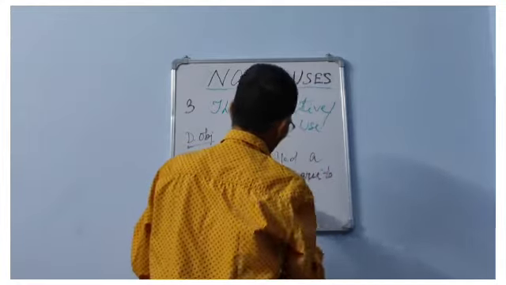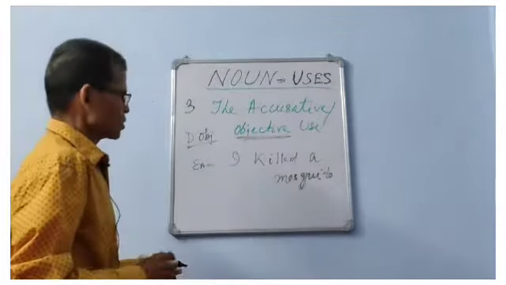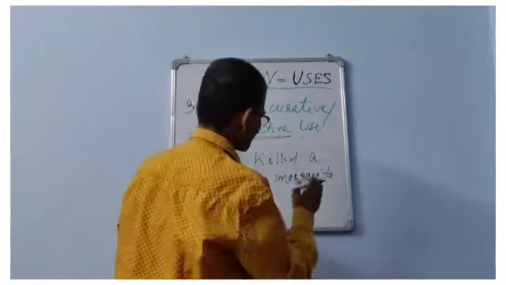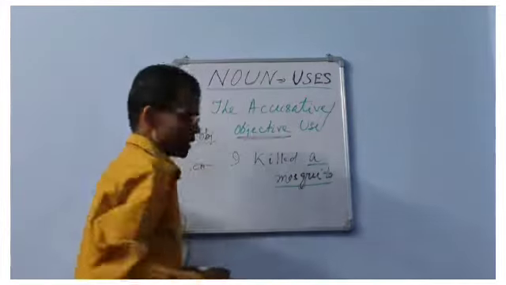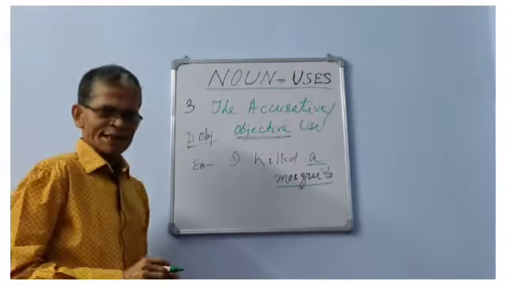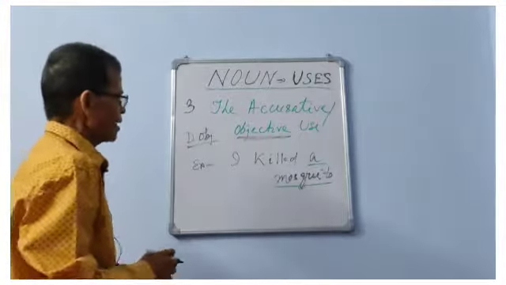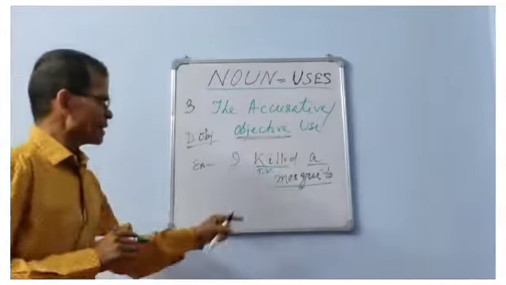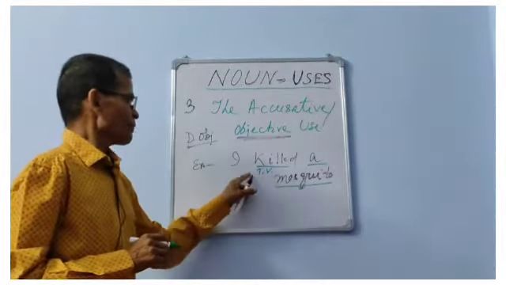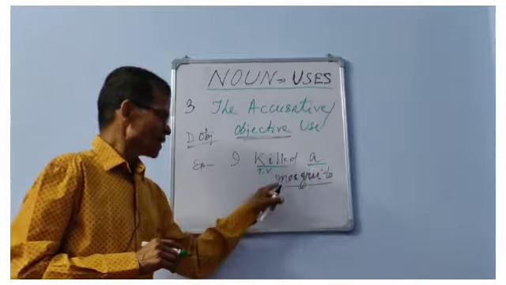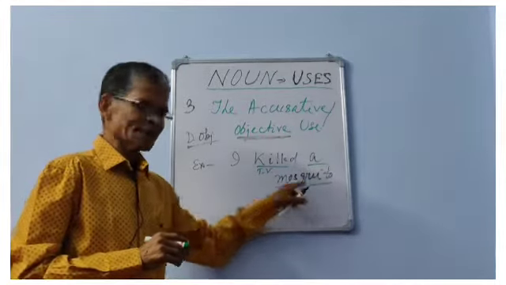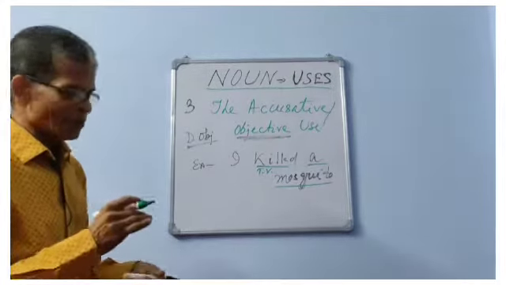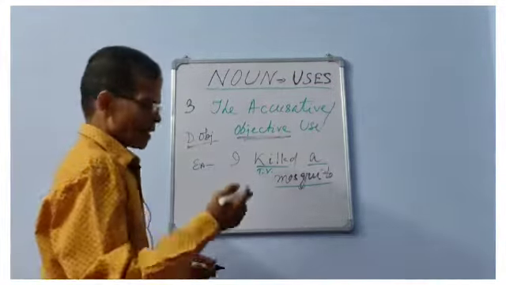Mosquito. Now I killed a mosquito, and here a mosquito is the noun, a is the adjective, indefinite article, and killed is the transitive verb. Killed is the transitive verb, and after this transitive verb the object is necessary, and this object is a noun. Mosquito is a noun, and therefore it is called the accusative use of a noun.